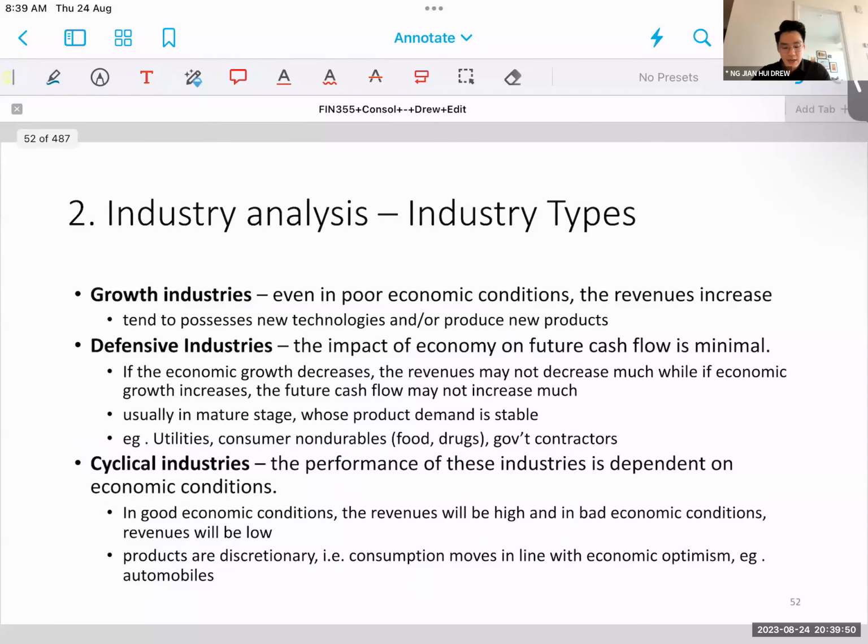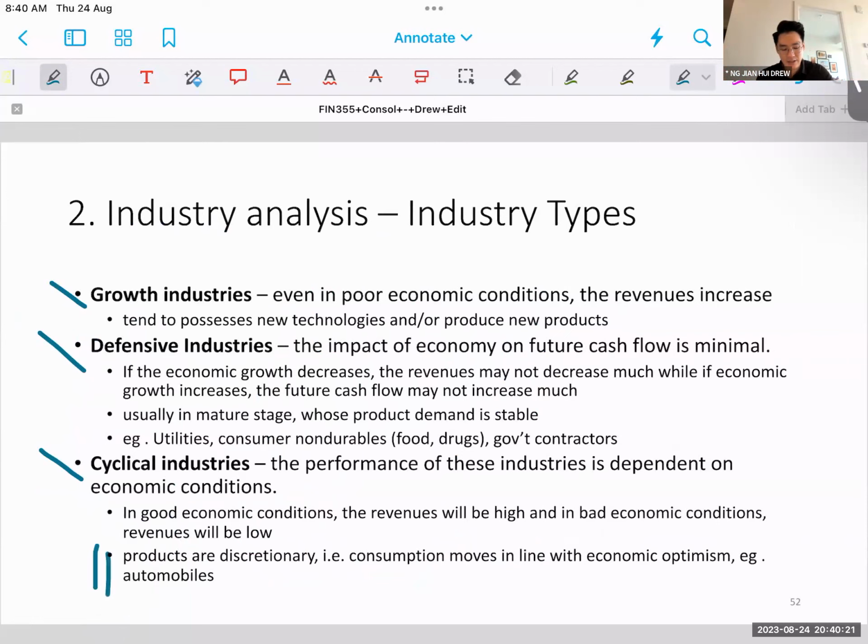Okay, so just now we talked about the industry life cycle. There's industry type as well. There are various types: growth, defensive, and cyclical. Off the back of your mind, you probably already know some growth industries. For defensive industries, you can think of things like utilities, more capital goods items, manufacturing, or even supermarkets, which are very defensive. Supermarket goods and services are more defensive.